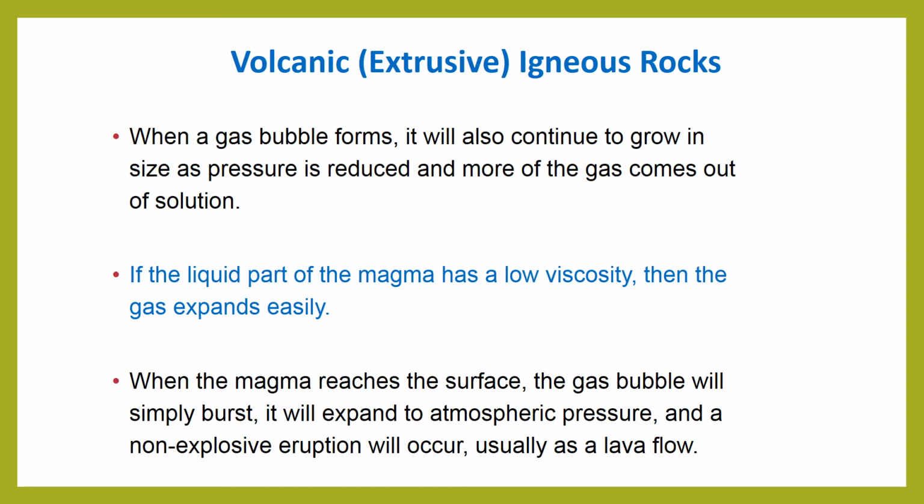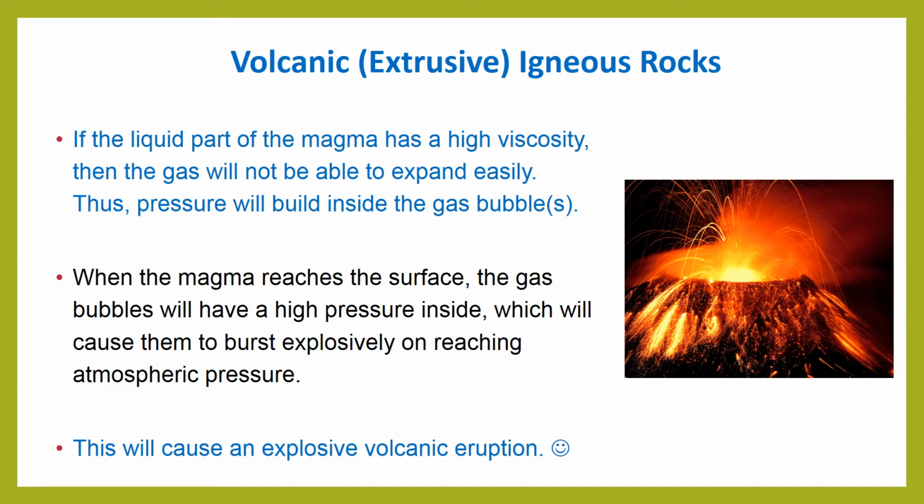So here, this mechanism of gas movement allows us to see only lava flows, not explosions. If the liquid part of the magma has a high viscosity, which is different from the last case, then the gas will not be able to expand easily. So the pressure will build inside the gas bubbles and keep building. When the magma reaches the surface, the gas bubbles will have a high pressure inside, which will cause them to burst explosively and make this explosion of volcanoes, as you see from the figure. This will cause an explosive volcanic eruption.